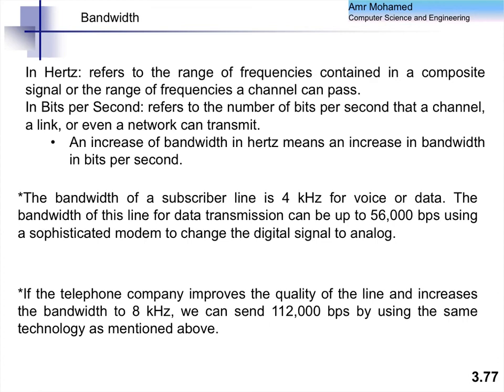So basically, the bit rate equals double the bandwidth. And again, this bit rate is theoretical. It doesn't mean that you will get this in reality. In reality, you will get much less than that. So this is the bandwidth. This is an exercise. The bandwidth of a subscriber line is 4 kilohertz. So this is the actual bandwidth of the channel itself. The bit rate of this line for data transmission can be up to 56,000 bits per second.